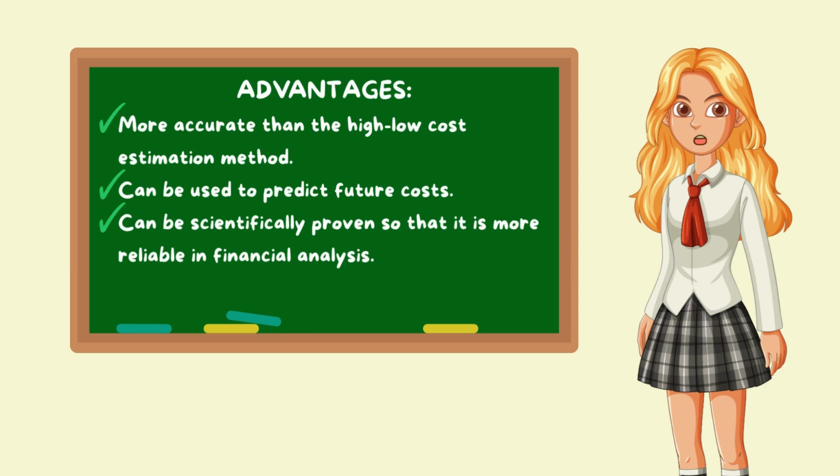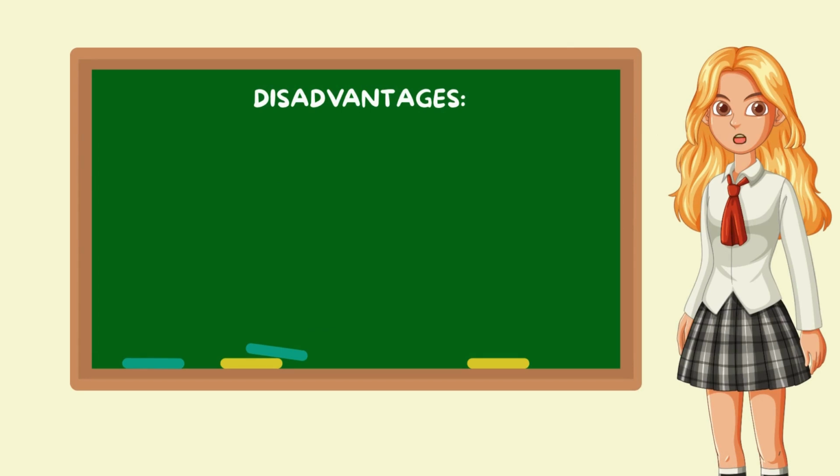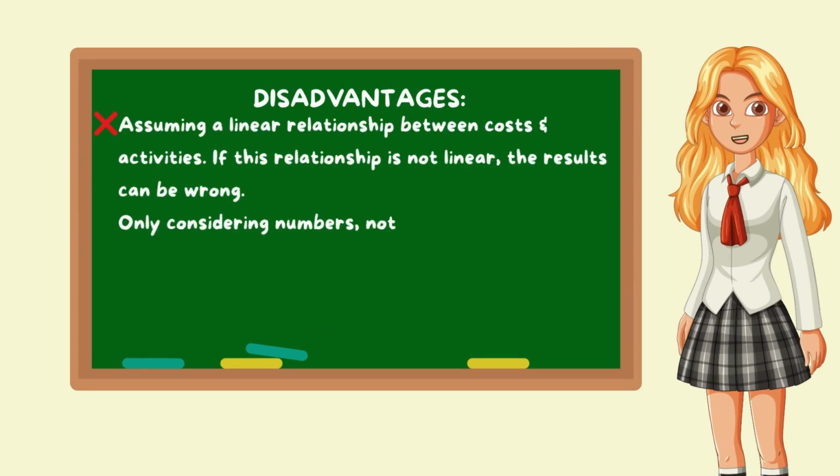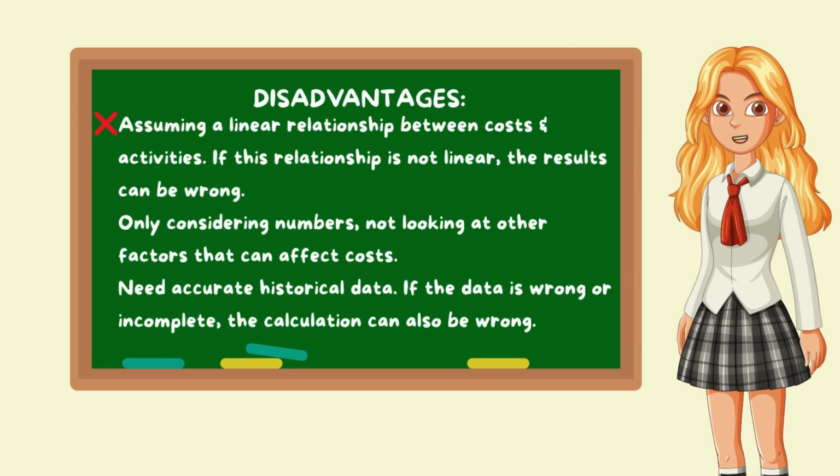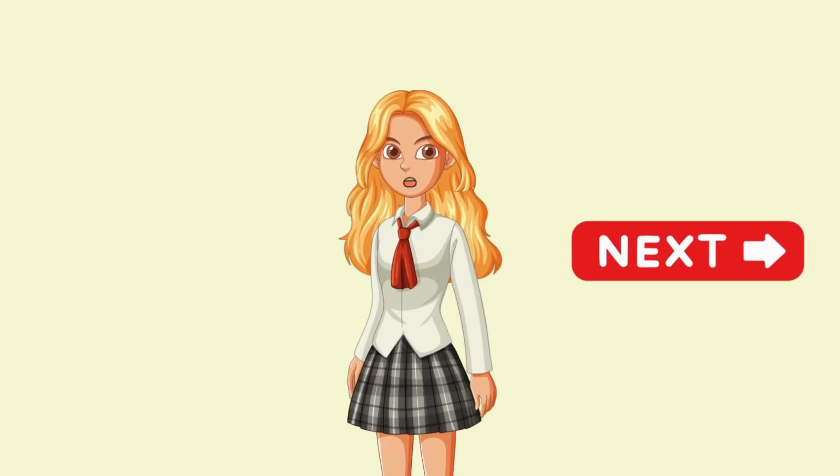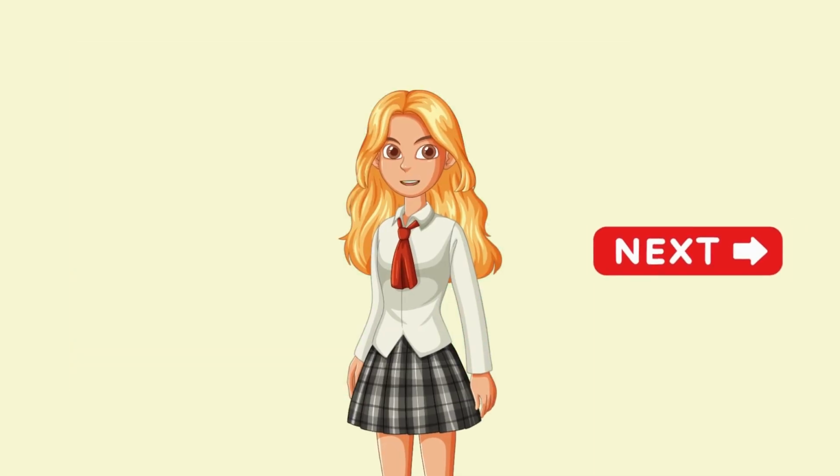However, while this method has its advantages, it also has its disadvantages, namely, first, assuming a linear relationship between costs and activities. If this relationship is not linear, the results can be wrong. Second, only considering numbers, not looking at other factors that can affect costs. Third, it needs accurate historical data. If the data is wrong or incomplete, the calculation can also be wrong. Next, we will learn how to separate costs using the least squares regression method.